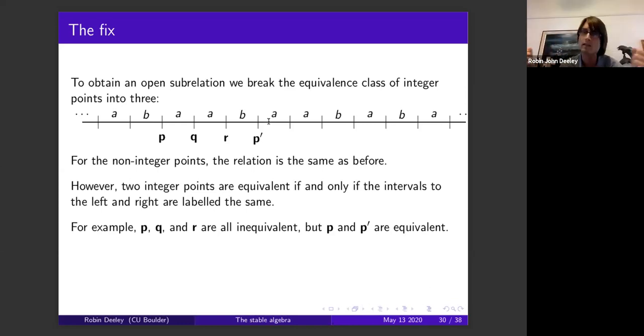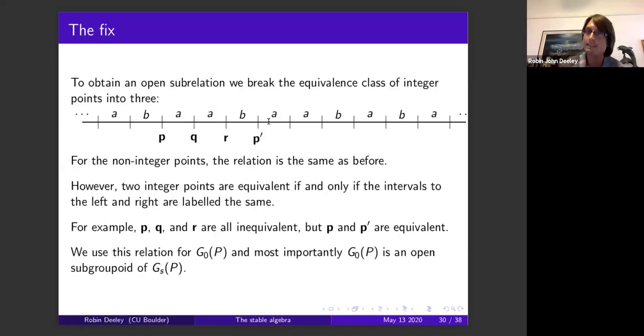What are the 3 equivalence classes? One corresponds to B on the left, A on the right. One corresponds to A on both sides, and one corresponds to A on the left and B on the right. So those are the 3 equivalence classes that we have. And this is the relation we use to make our G naught of P. This is an open subrelation, and so we can apply the machine to this.